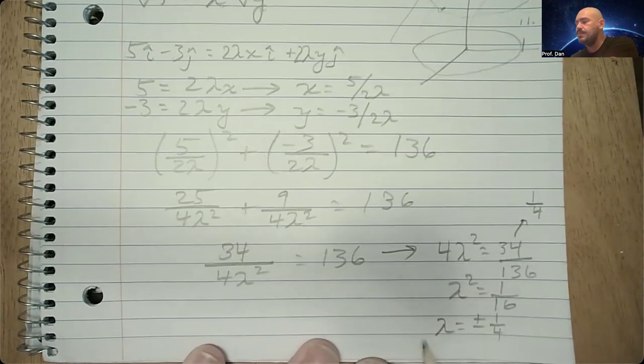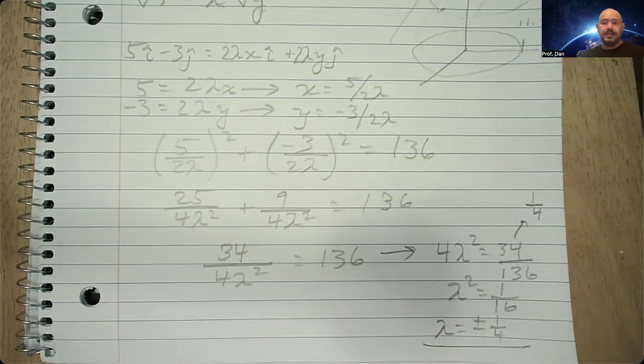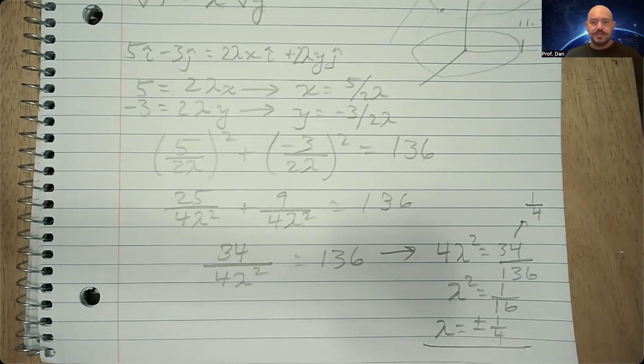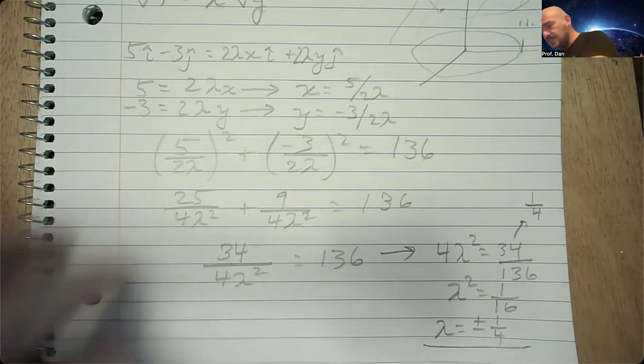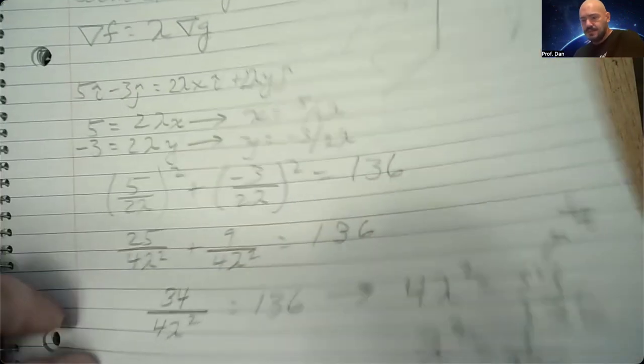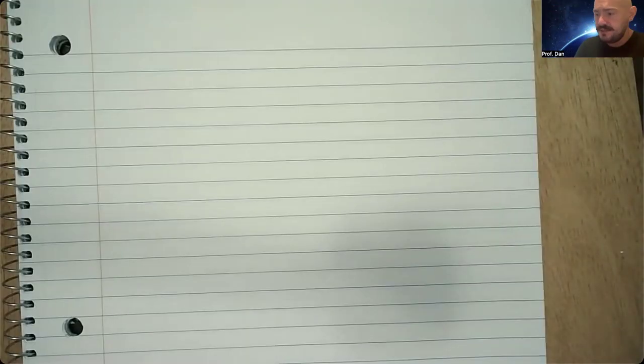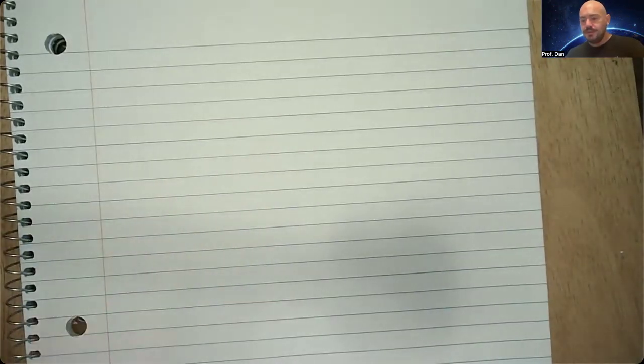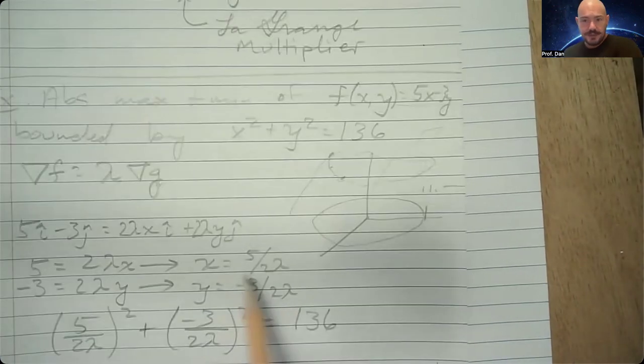So now I have two possible values for lambda. And what's going to happen is this is going to result in me getting two possible points where I'll have an absolute max or min. So with that said, let's figure out what those points are going to be by using these equations that we came up with a second ago. So we'll first consider the case where lambda is -1/4.